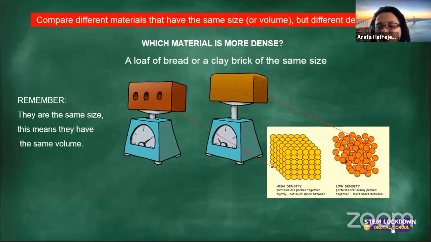Does anyone else want to go through this, or are you fine with it? Okay, good. Yes. Hello. I was just saying that the particles are not made from the same material, so that's why it's more dense and less dense. Yes, that's very good. Well done for that. But you look at the arrangement of it as well.